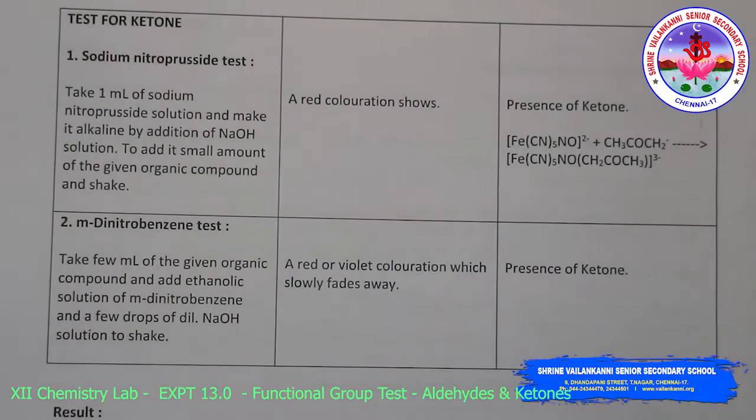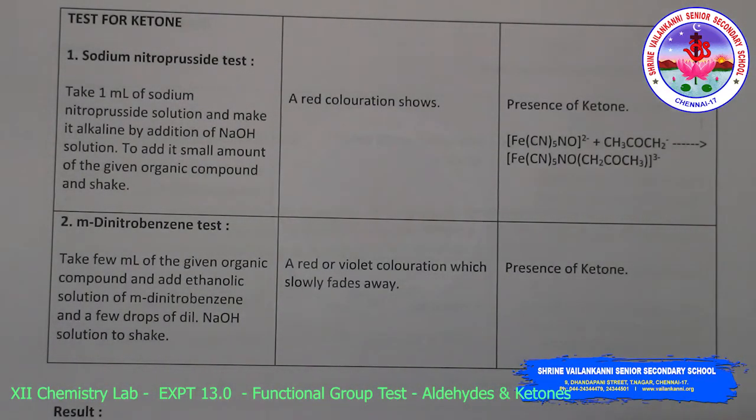Test for ketone. Sodium nitroprusside test. Take a small amount of the substance, then add sodium nitroprusside solution, then add sodium hydroxide solution, then shake it. Red color shows the presence of ketone.